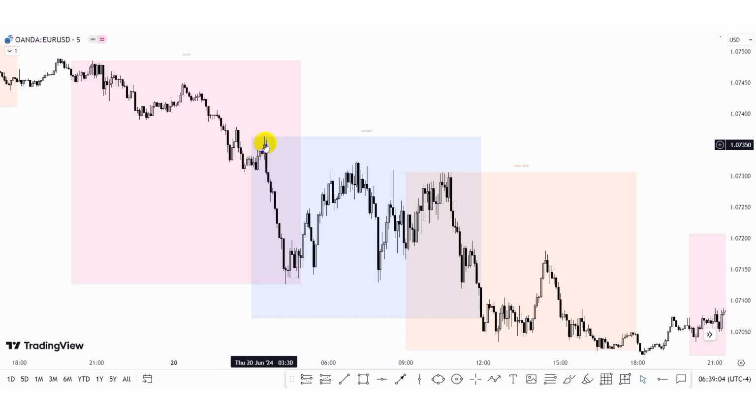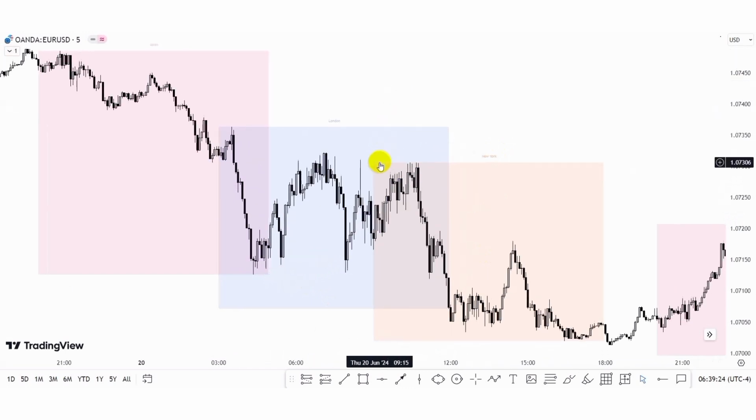During the overlap, we tend to have more volatility in the market. You can see during the overlap, we still have the push of price to the downside. But during the London session, we have a bullish market condition.